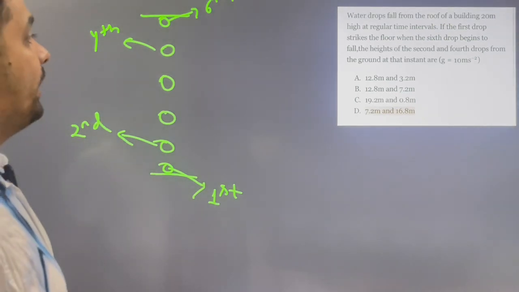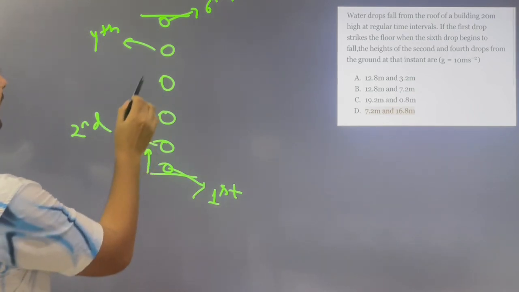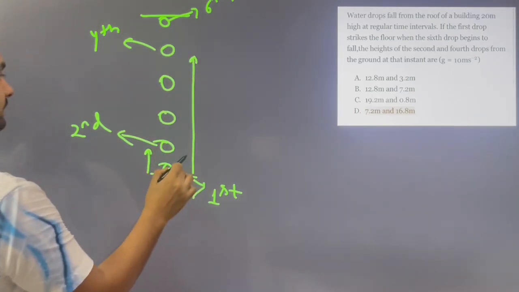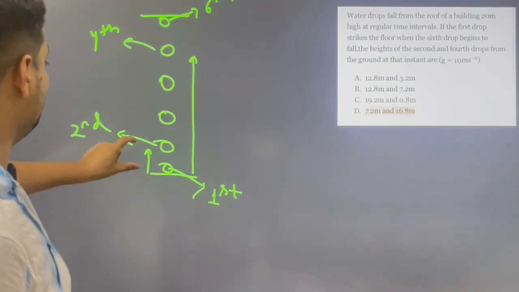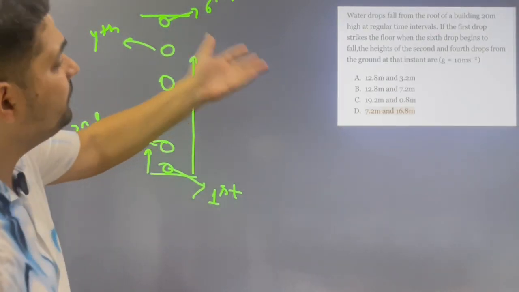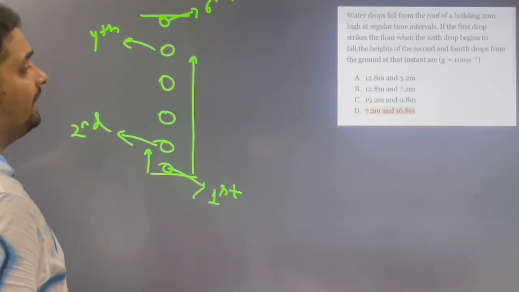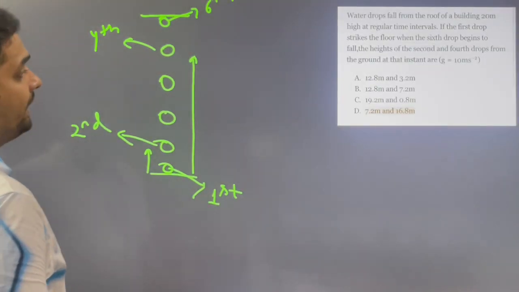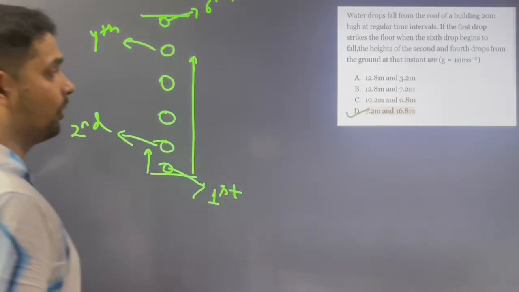Now we have to find the height from the ground of the second and fourth drops. These two heights. So see here, second will be less height and fourth will be more height. By this only we can see the answer. That is only coming in the fourth option. So by seeing only we can say the answer is the fourth one.